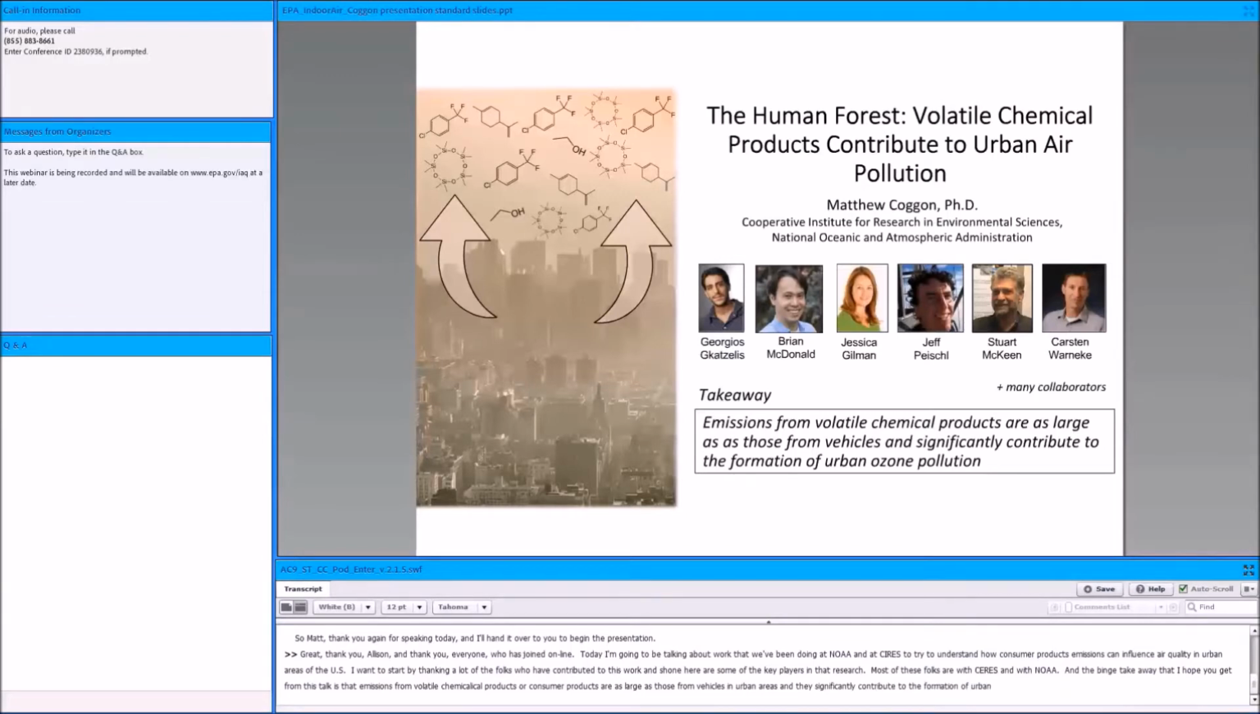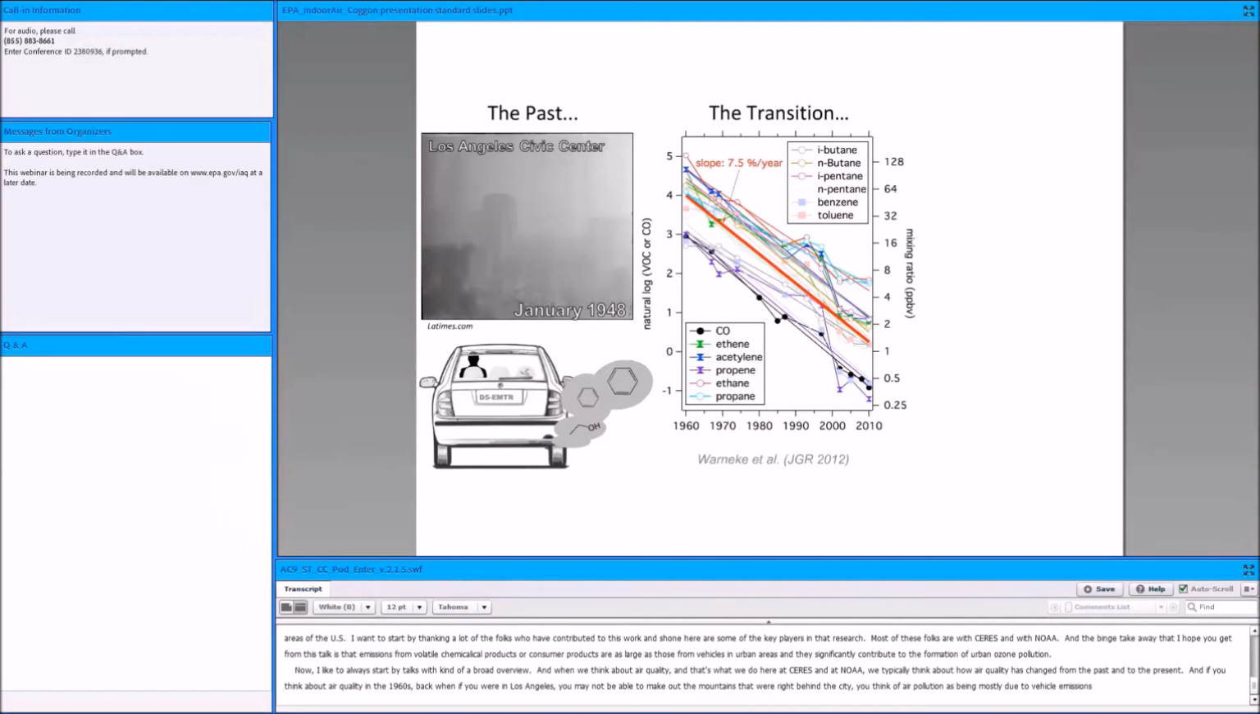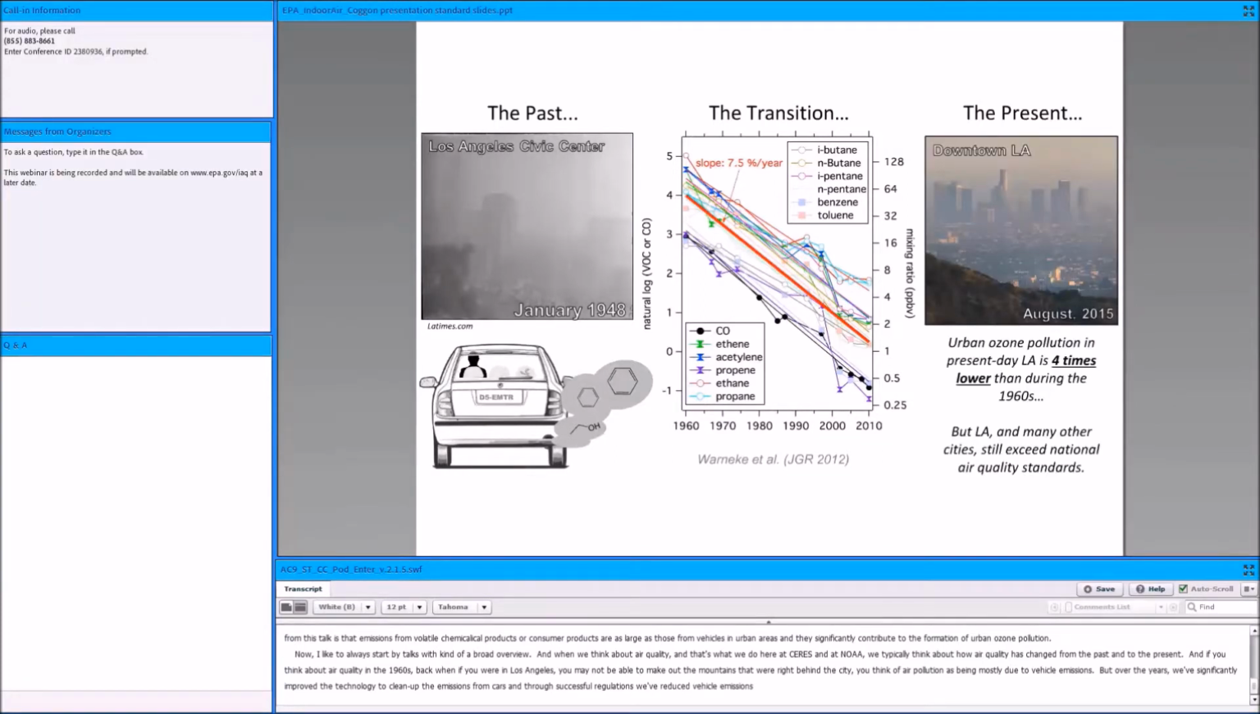Now, I like to always start my talks with a broad overview, and when we think about air quality, and that's what we do here at CERES and at NOAA, we typically think about how air quality has changed from the past to the present. If you think about air quality in the 1960s, back when if you were in Los Angeles, you may not be able to make out the mountains that were right behind the city, you'd think of air pollution as being mostly due to vehicle emissions. But over the years, we've significantly improved the technology to clean up the emissions from cars, and through successful regulations, we've reduced vehicle emissions significantly, such that today, if you were to go to Los Angeles, you'd find that LA is about 4 times cleaner than it used to be in the 1960s. Now, this is a huge success story owing to the cleaning of exhaust from cars.